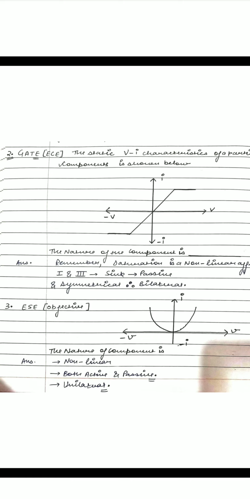And also it is lying in the first and third quadrant, therefore it is a passive element, and also it is symmetrical in the first and third quadrant, therefore it is a bilateral element. So non-linear, passive and bilateral element. This is the answer of the first question.